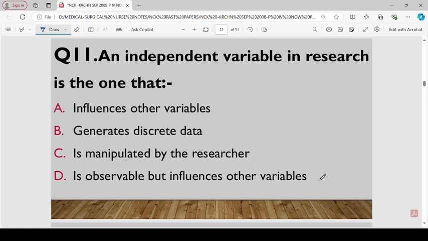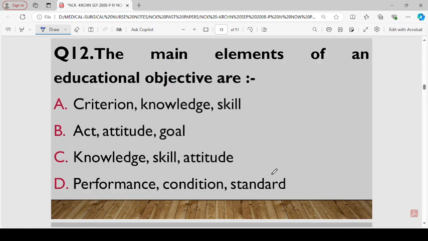An independent variable in research is the one that, all right, we have several variables in research. The first option, influences other variables, is too general. As we know, independent variable and dependent variable both can influence, right? Generating discrete data, not really. I think the best option for an independent variable is the one that can be manipulated by the researcher. Remember, both dependent and independent are observable variables, right? Yes.